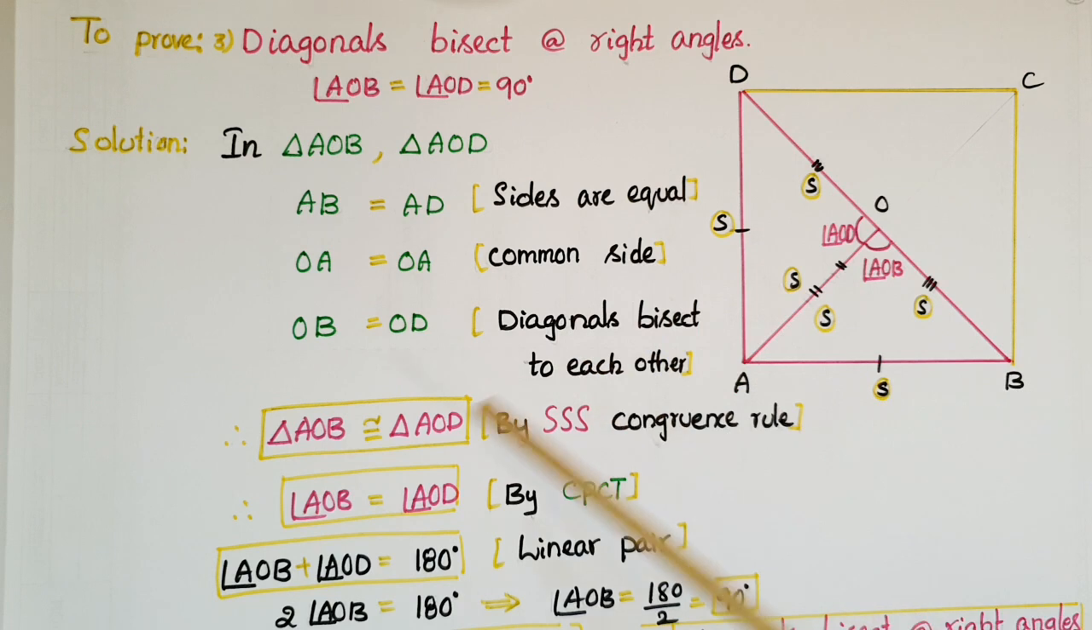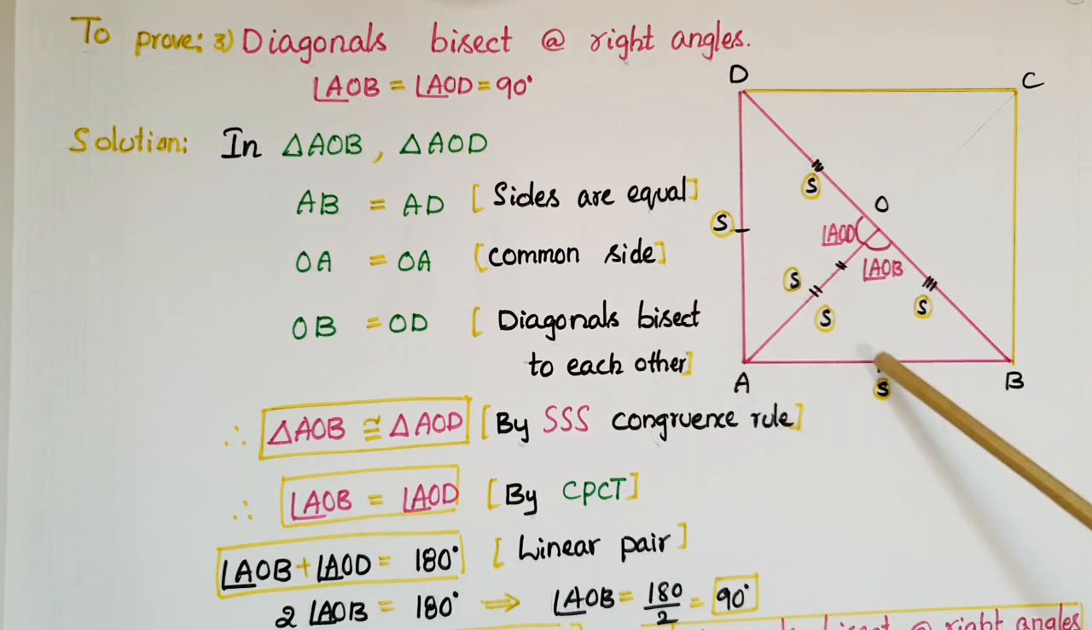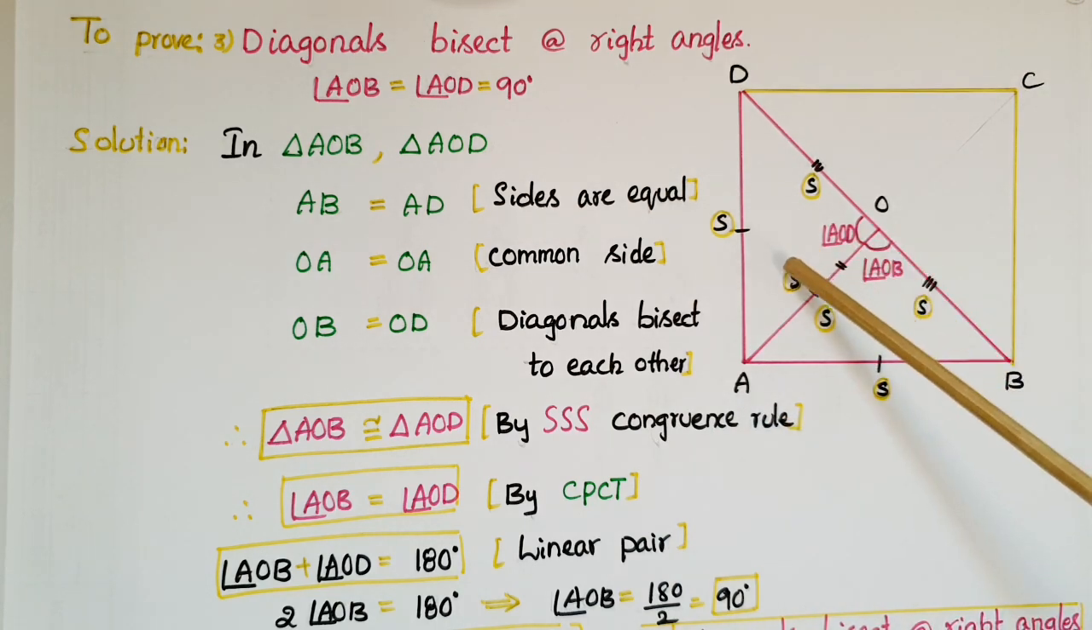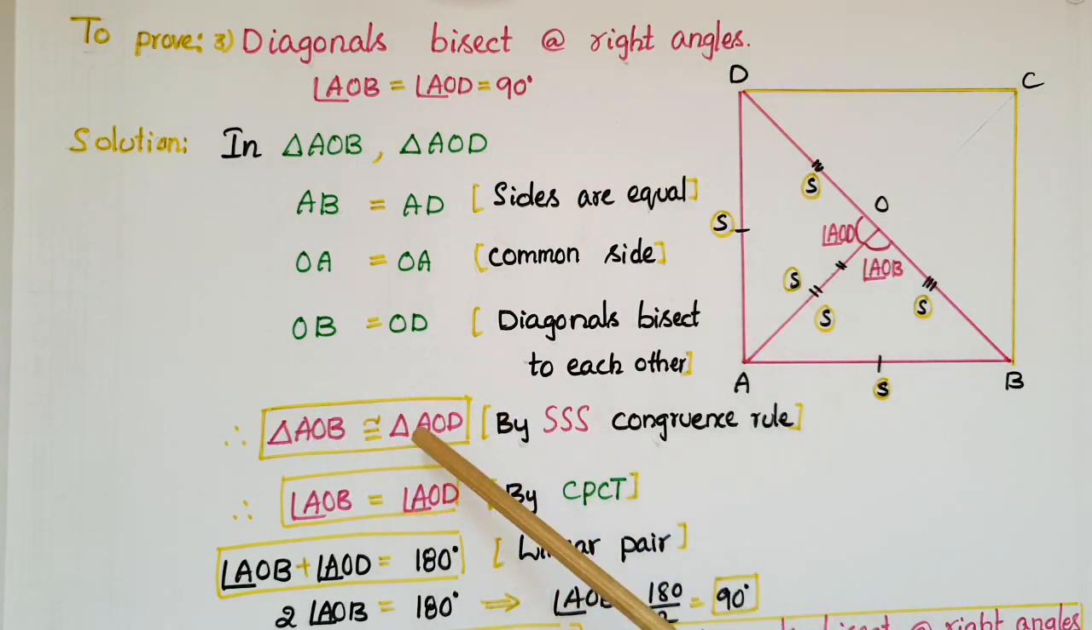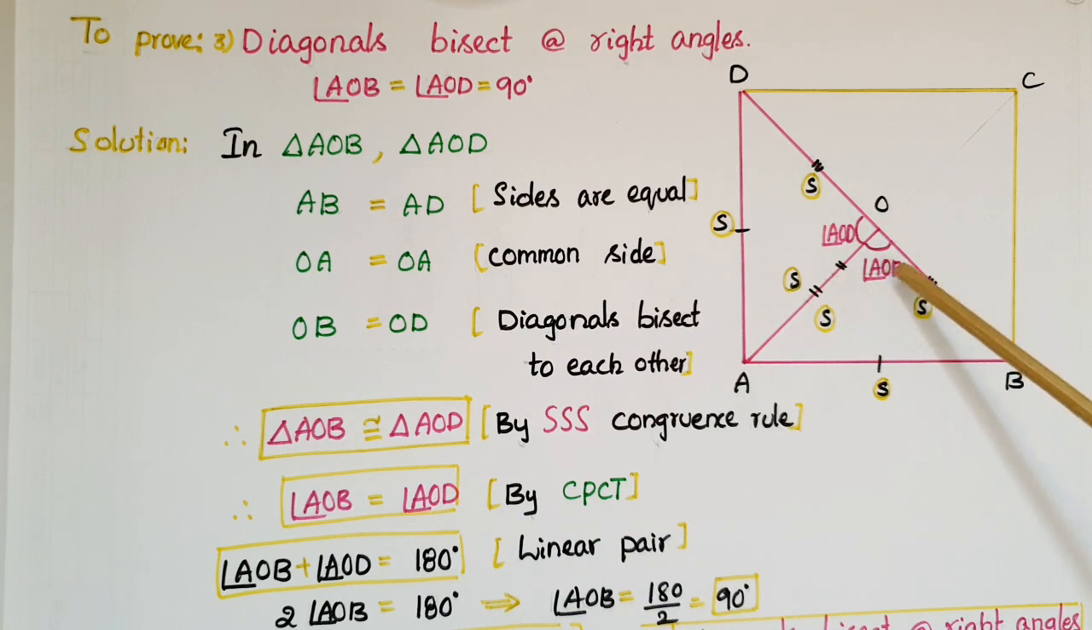So we can say that triangle AOB is congruent to triangle AOD by the SSS congruence rule. Side, side, side, and here side, side, side. Therefore, these two triangles are congruent. We can equate the corresponding parts of these two triangles. So angle AOB is equal to angle AOD by CPCT.